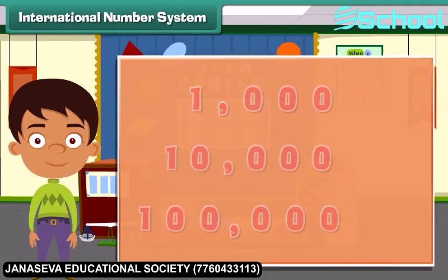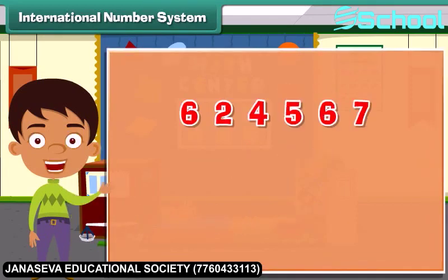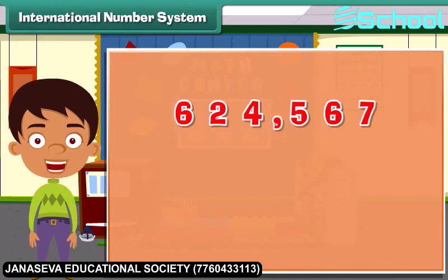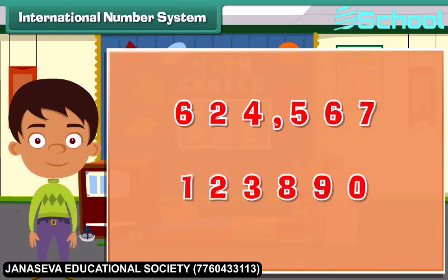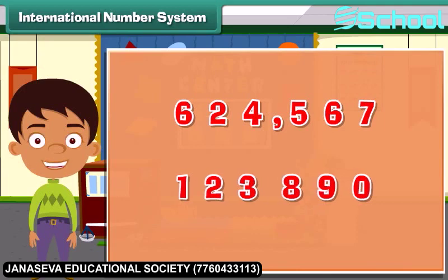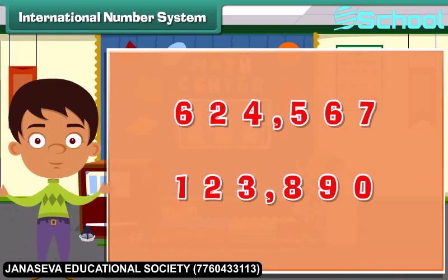Now consider the number 624567. It will be written as 624,567 in the International number system and read as 624,567. Let us look at another number, 123890. The International number system will group it as 123,890. The number is read as 123,890.